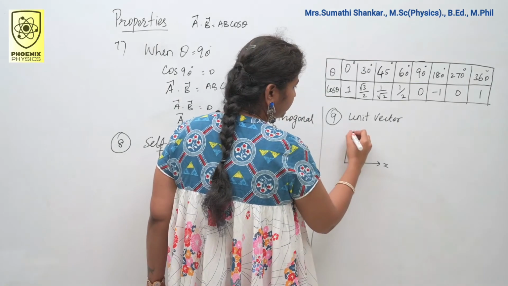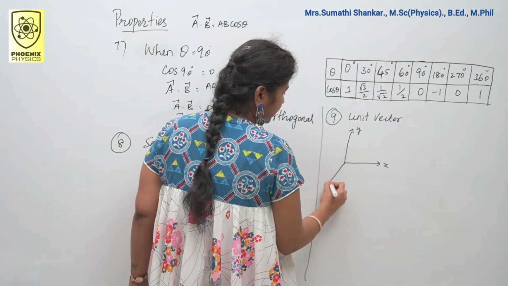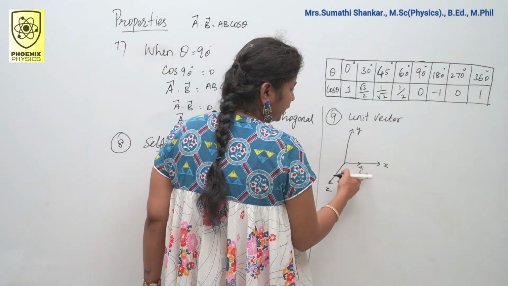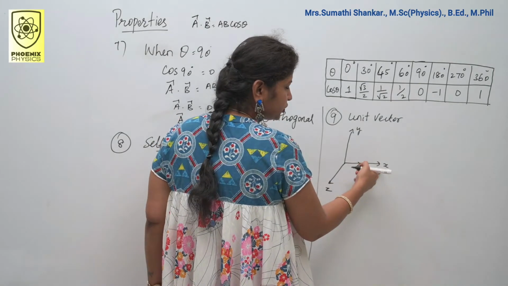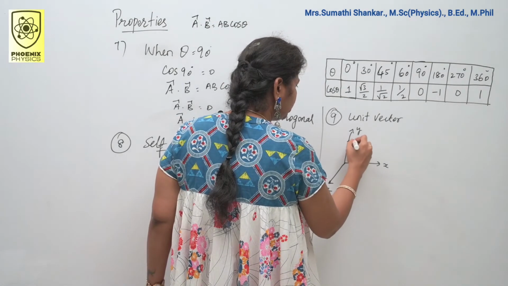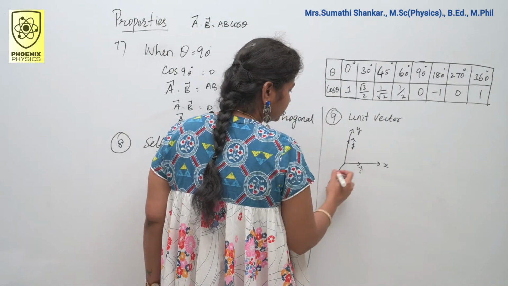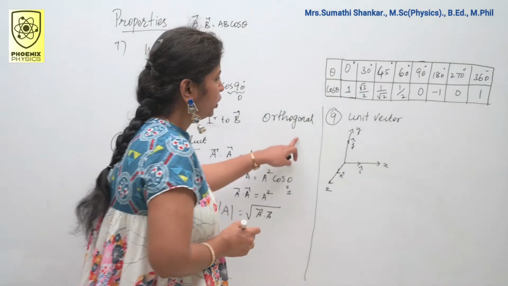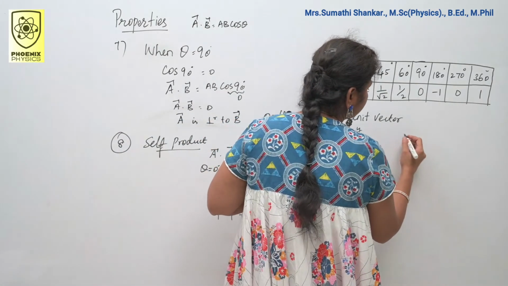This is the x coordinate, y coordinate and z coordinate. i is the unit vector, acting in the x direction. j is the unit vector acting in the y direction. k is the unit vector acting in the z direction. Okay, so how do you write the unit vector?